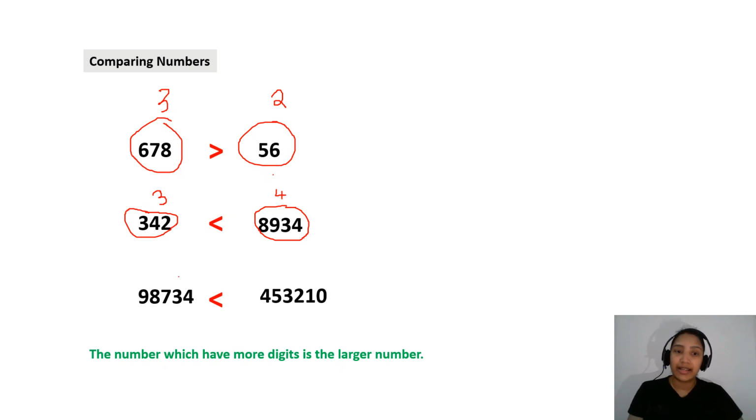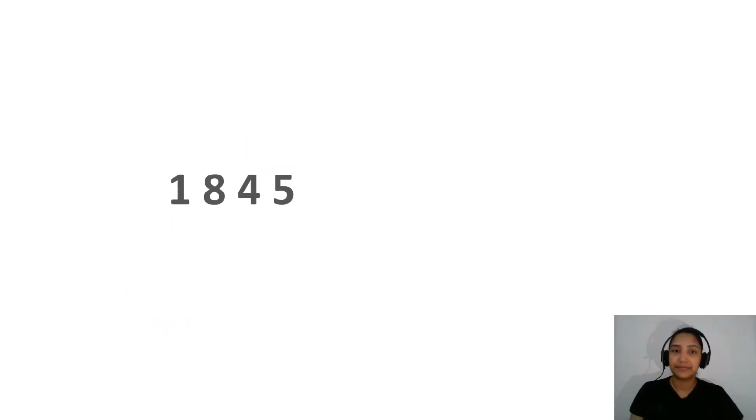Okay, then what about the last one? Here in this figure there were 5 digits, and the next number having 6 digits. So 6 digits, the number which have more digits is the larger number. Do you understood? Okay, we'll move to the next questions.